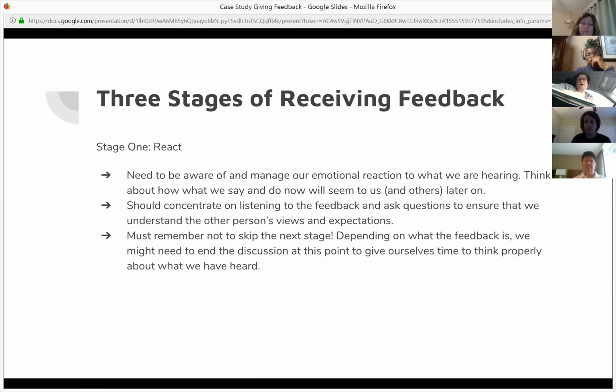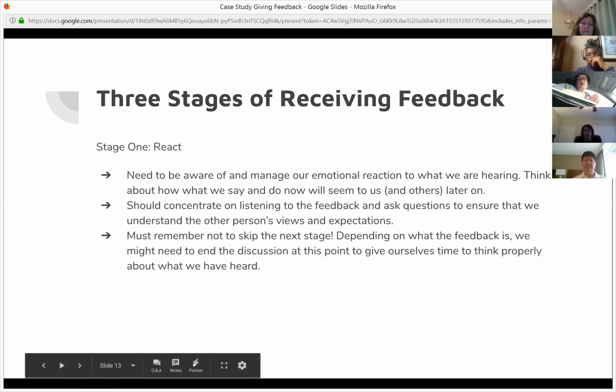You must remember not to skip the next stage, which, depending on the feedback, is that we might need to end the discussion at this point to give the person receiving the feedback an opportunity to think about it and make sure they're properly understanding what's being conveyed.